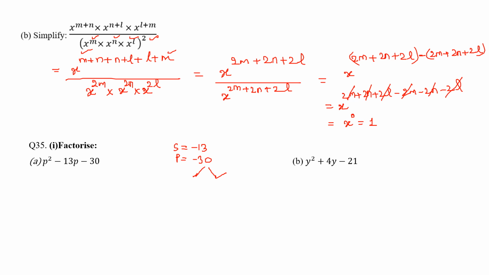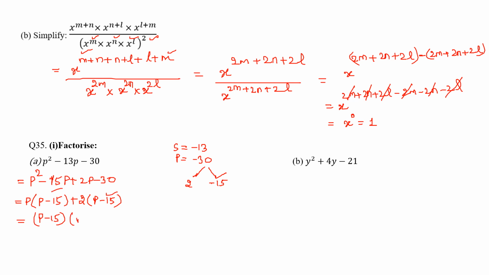So if I take 2's table, 2 times 15 will give me 30. So 2 times 15, but here is minus 30. So 2 times minus 15. And if I add 2 and minus 15, I will get minus 13. So it means I have to split it as p square minus 15p plus 2p minus 30. Now take p common. So p minus 15 plus, I am taking 2 common from the last two terms. So p minus 15. Now p minus 15 is common as it is present in both the terms here and here. So I will be left with p plus 2. So this is your factorization.